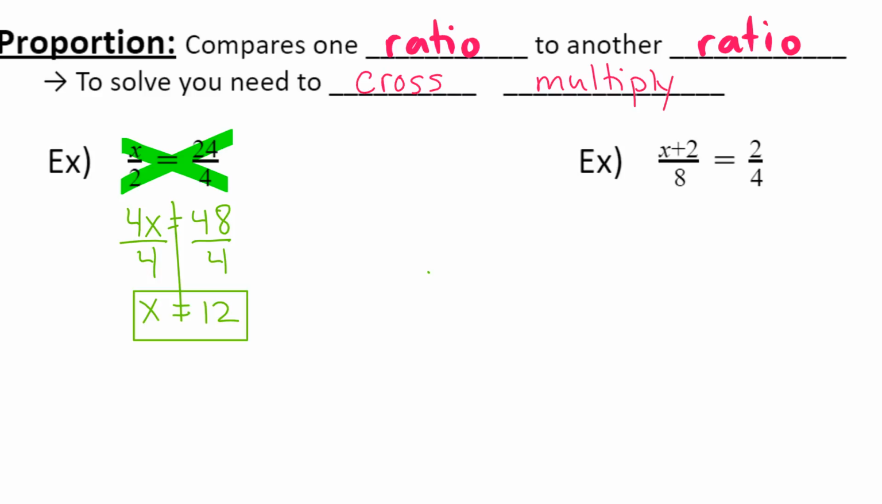Do we have any questions so far? Again, this is review. None of this should be new. This is not geometry yet. We have not applied this to similar triangles yet.